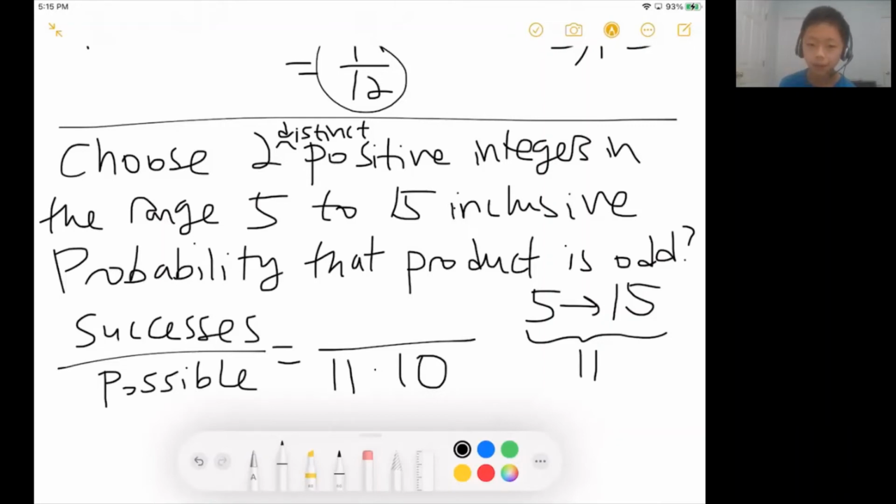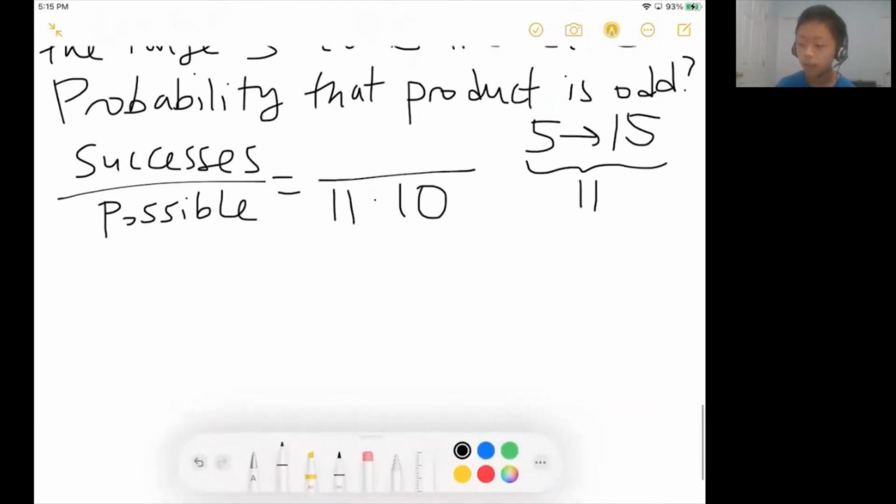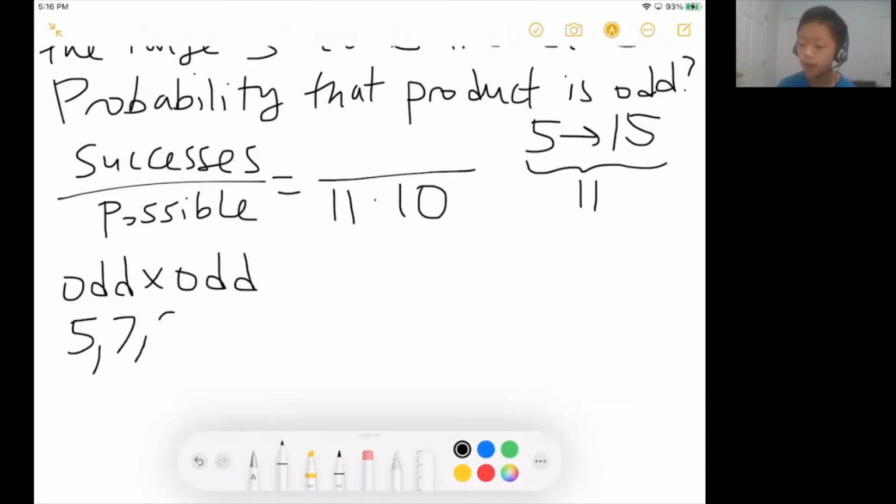So now we want to find the probability that the product of the two numbers is odd. Notice that the only way to form a product that is an odd number is if both of the numbers that you choose are odd. In order to have an odd product, you have to have an odd number times an odd number. You can't have an even number times something and get an odd number. That's not possible. Both numbers that you choose have to be odd in order for the product to be odd. So from 5 to 15, we have 5, 7, 9, 11, 13, 15. That's 6 odd numbers in that range.